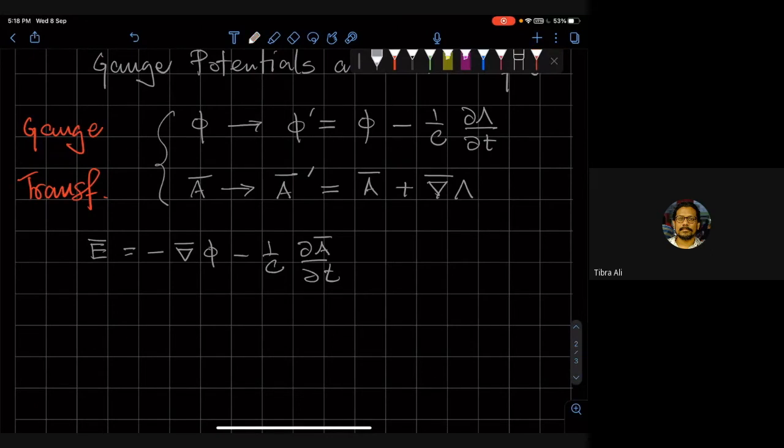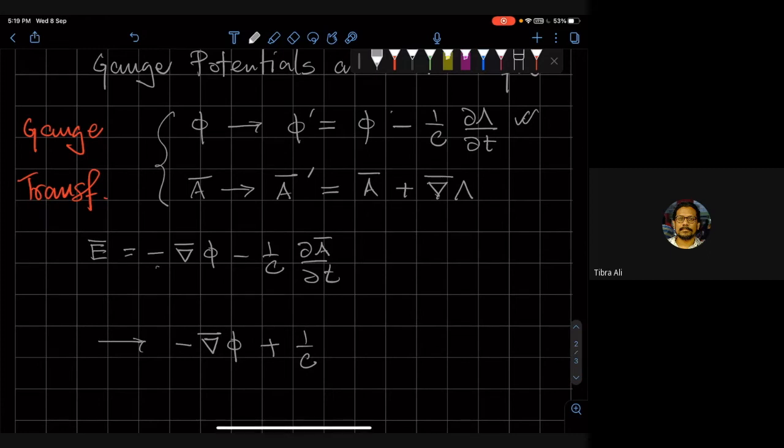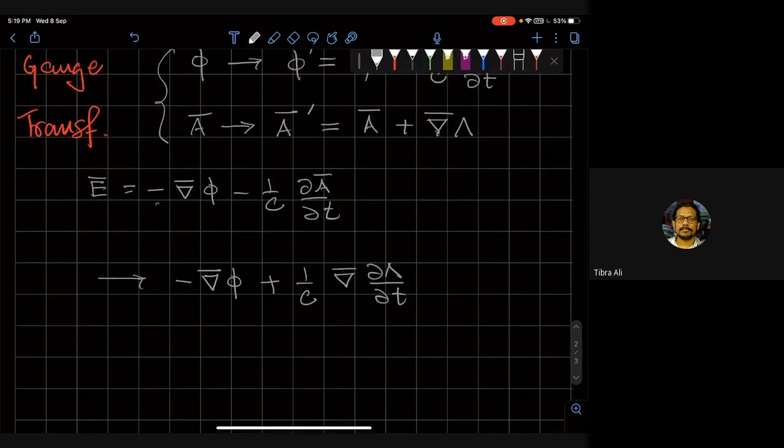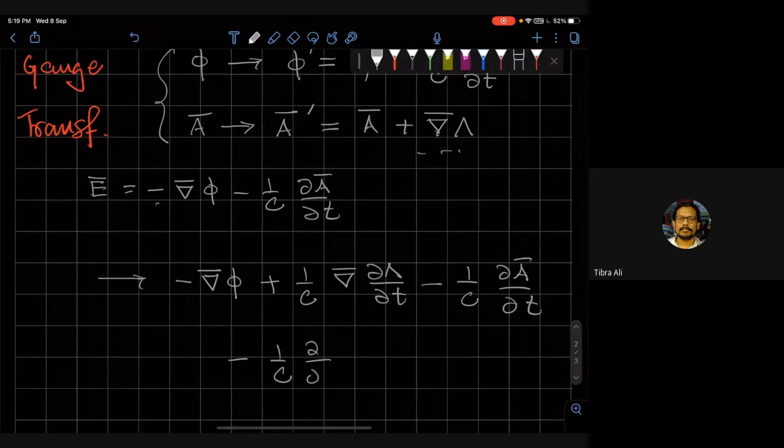So if I make a gauge transformation, then what happens is the first term becomes minus gradient of phi, but then it picks up this term, which is going to be 1 over c, but this minus and this minus give me a plus sign, and then I get gradient of the time derivative of lambda, and the second term becomes 1 over c, and it's going to have the same term here, but then we are adding this term, which is going to be minus 1 over c del by del t, gradient of lambda.